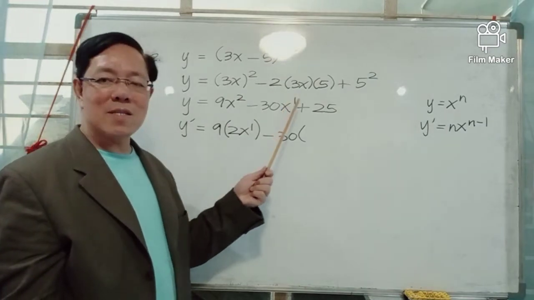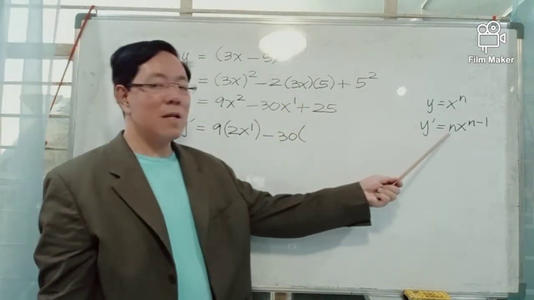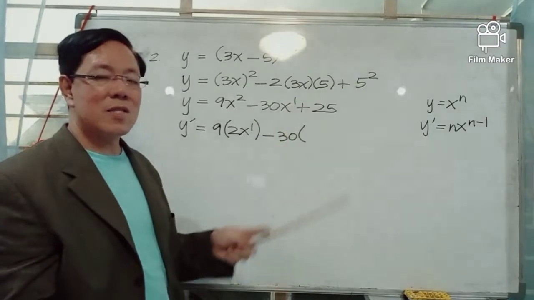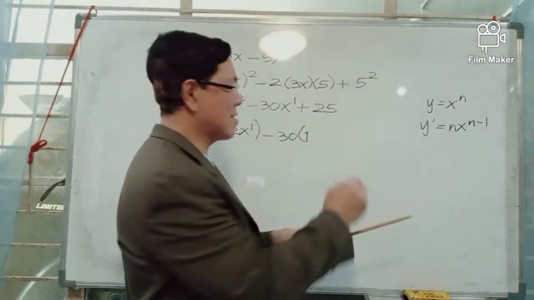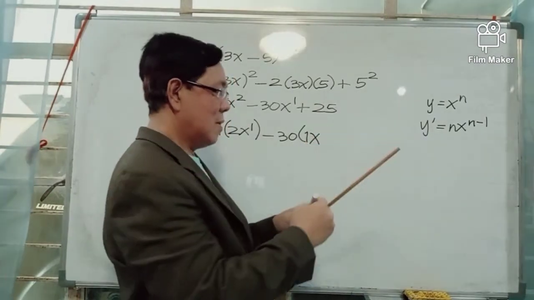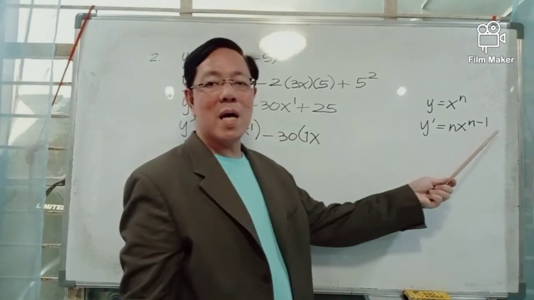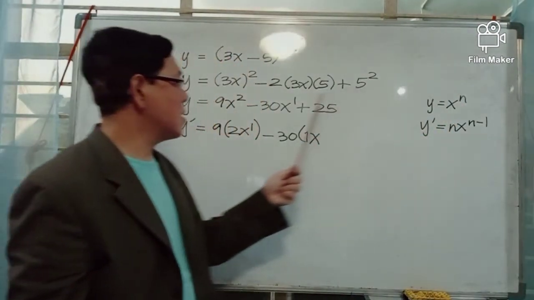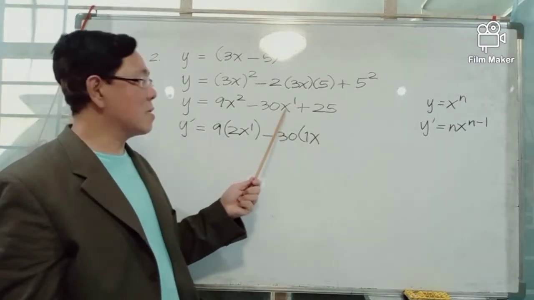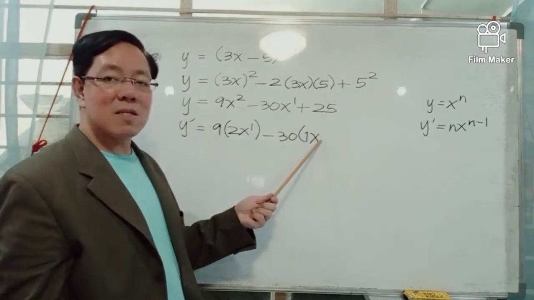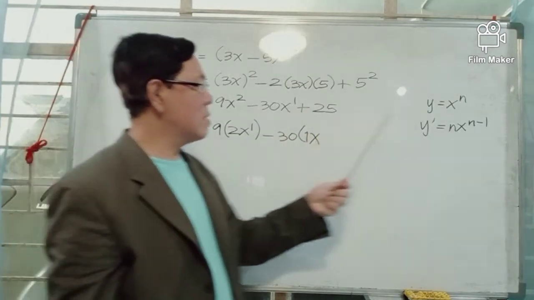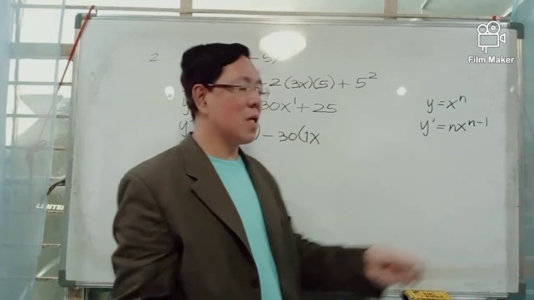Hence, derivative of x to the 1 is n. N is 1. Multiplied by x raised to n minus 1. N is 1 in this second term. So the exponent of x in the derivative is 1 minus 1, 0.